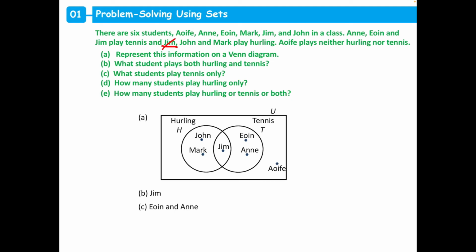How many students play hurling only? We do the same thing for our hurling set, and we're left with John and Mark. How many students is this? This is 2 students. Then E, how many students play hurling or tennis or both? This is everybody in the set of hurling and tennis, which is 5 students in total.